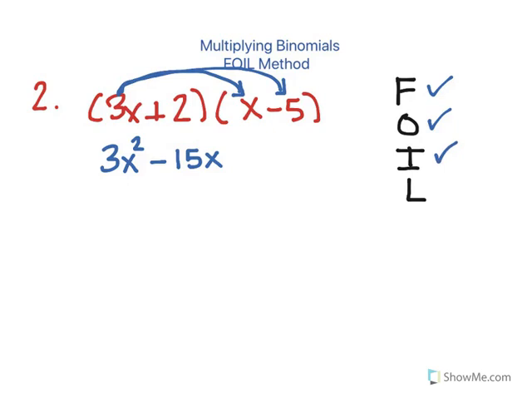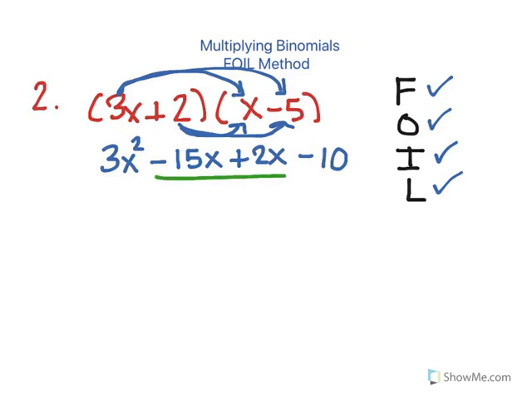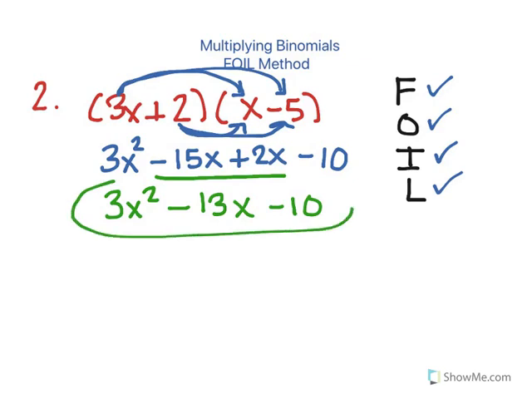Now those inner terms, the 2 times the x, which gives me a positive 2x. And then the last terms, 2 times negative 5 is negative 10. Done multiplying. Now let's just combine. And these like terms are conveniently in the middle when we do our FOIL method. Typically the two middle terms will be matching. So bring down that 3x squared, and then that negative 15x plus 2x is negative 13x, and then bring down that negative 10, and that is my final answer.